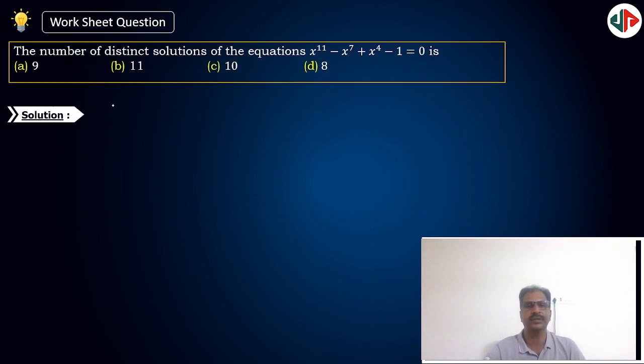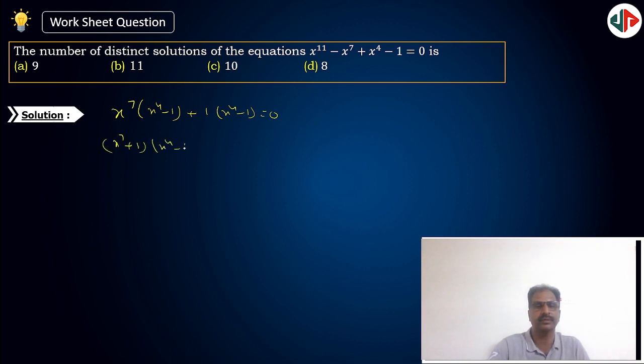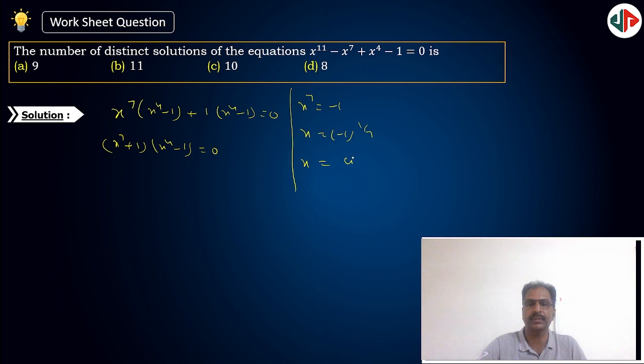Next, the number of distinct solutions of the given equation. Take x power 7 common. Then you get x power 4 minus 1 plus 1 into... So x power 7 plus 1 into x power 4 minus 1 is equal to 0. From this you get x power 7 as minus 1. x is minus 1 whole power 1 by 7. Minus 1 is nothing but cis pi.